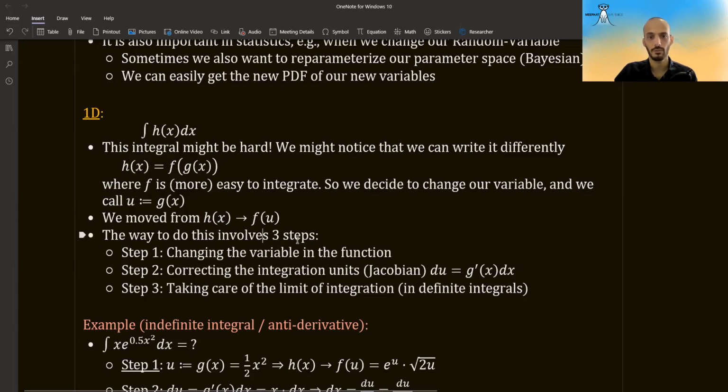Step 1 is changing the variable in the function, so changing all the x's to u's. Step 2 is correcting the integration units using the Jacobians, and this is what we will go into more in depth. But for now, just remember that in the 1D case, du will be equal to g prime times dx, where g prime is equal to du/dx. Okay, so the derivative of u, which is our new variable and a function of x, g of x, with respect to x. And then step 3 that you have to take care of is the limits of integration. You have to change them in definite integrals.